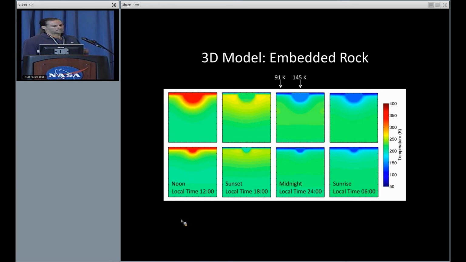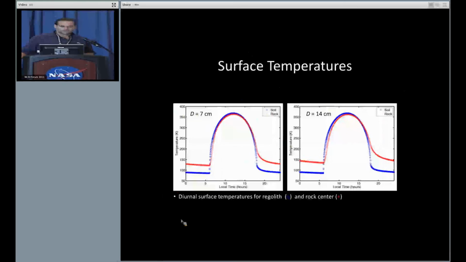And so the surface temperatures that are observed for regolith with rocks will be warmer throughout the lunar night than a rock-free regolith. And those temperatures can actually be quite a bit different. And you can actually see that a little better here.